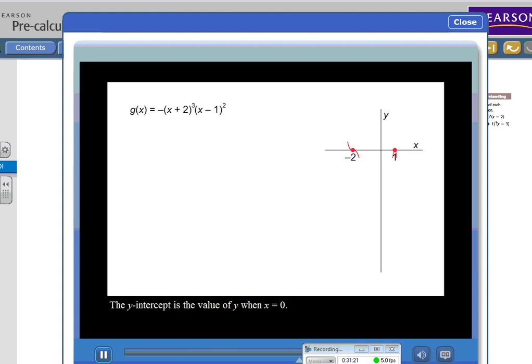The y-intercept is the value of y when x is 0. So the y-intercept equals negative 2 cubed times negative 1 squared, which is negative 8 times 1, or negative 8. I can mark a point at negative 8 on the y-axis. Now I can draw a smooth curve to connect the parts of the graph.